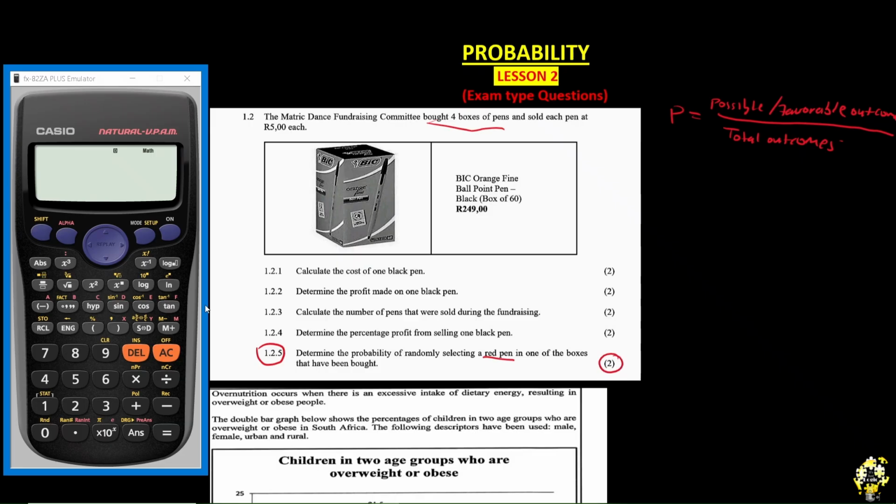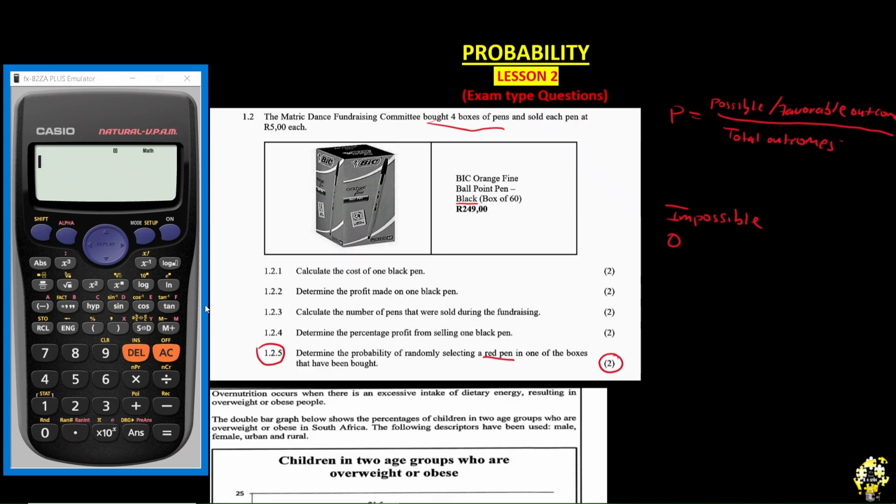Now, when we are looking at this question, it's strange, and you can even see the mark allocations too. They are saying we should determine the probability of randomly selecting a red pen, but when we look here, it says big orange fine, that's the cover, that is orange, ballpoint pen, black. It's black. Is there a possibility of randomly selecting a red pen? No, there isn't. If there isn't, you don't even need to use the formula. You can simply tell them that it's impossible. Or you can simply say the probability is 0. That's how you answer such questions.